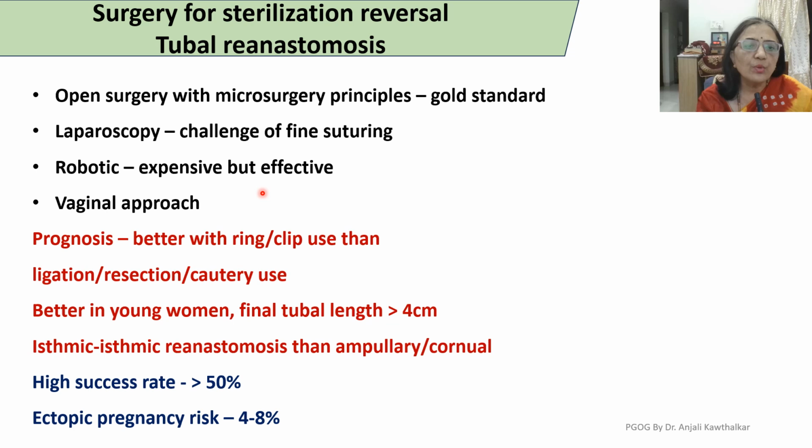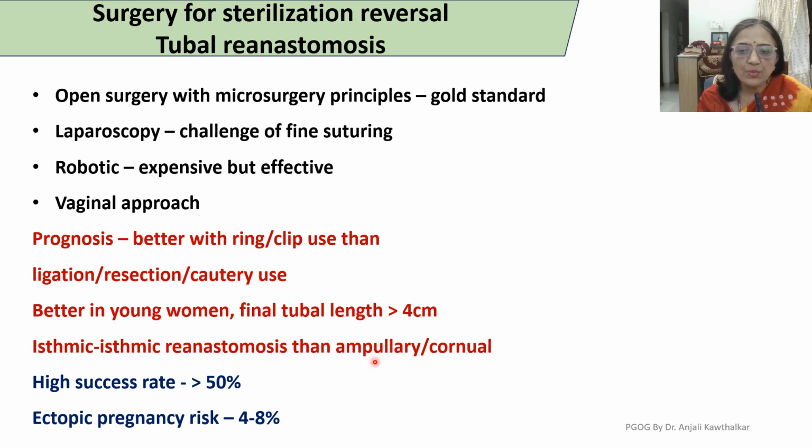Now here also the prognosis is better whenever the tubal sterilization is done using either a ring or clip, as compared to sterilization by ligation, resection, or cautery. Then prognosis is better in young women. Prognosis is better if the final tubal length achieved at the end of the surgery is greater than 4 centimeters. And if it is an isthmic re-anastomosis, then the success rate is more as compared to ampullary or cornual.